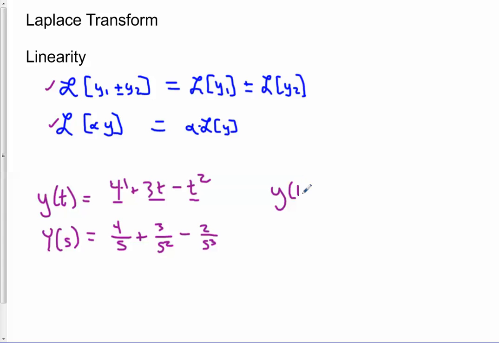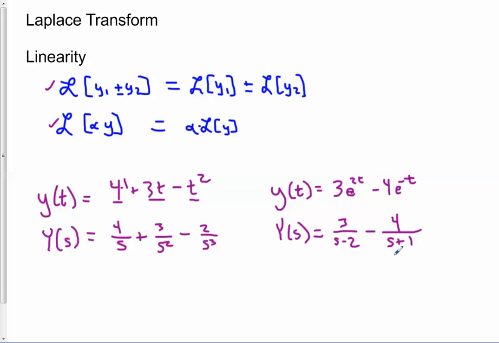Just to do another quick one, let's say we have 3e to the 2t minus 4e to the negative t, and we would like the Laplace transform of that function. Just using both rules, it's going to be 3 times the Laplace transform of e to the 2t, which will be 1 over s minus 2. So of course I could write that as 3 over s minus 2. And then minus 4 e to the minus t. The Laplace transform of e to the minus t is 1 over s plus 1, and then times 4. Okay. So that would be the answer.